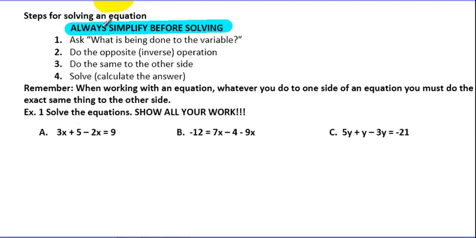So, what is different? Why do we have a different video? Example 1. Normally we start by looking at a variable and asking what's happening to it. But you'll notice on the left-hand side, I have 2 variables. That's a problem. So what we're going to do first is collect our like terms. So 3x minus 2x is x. So I have x plus 5 is equal to 9.